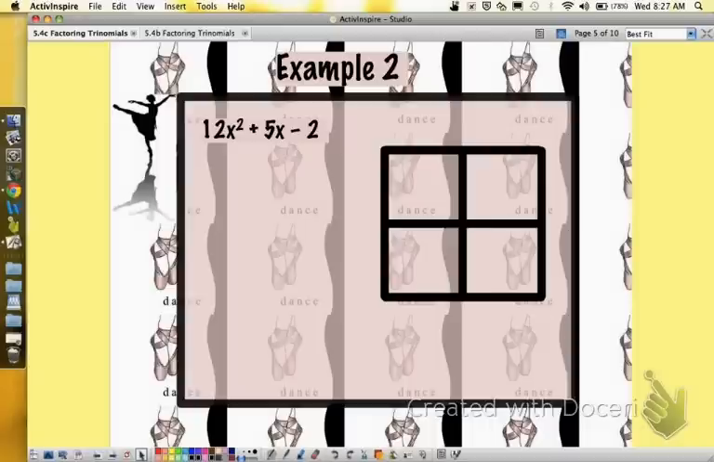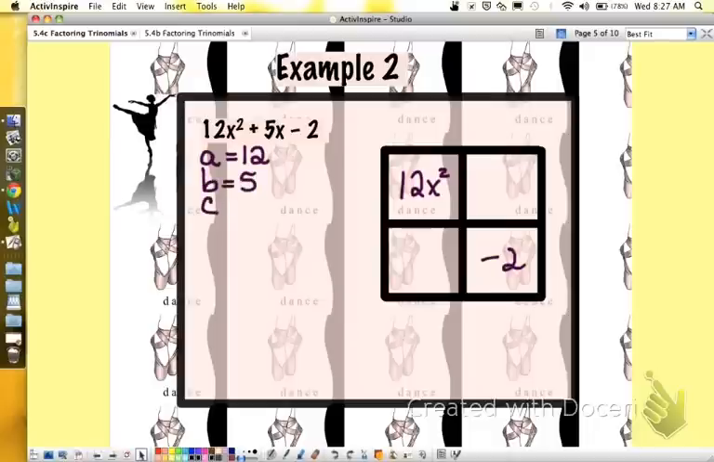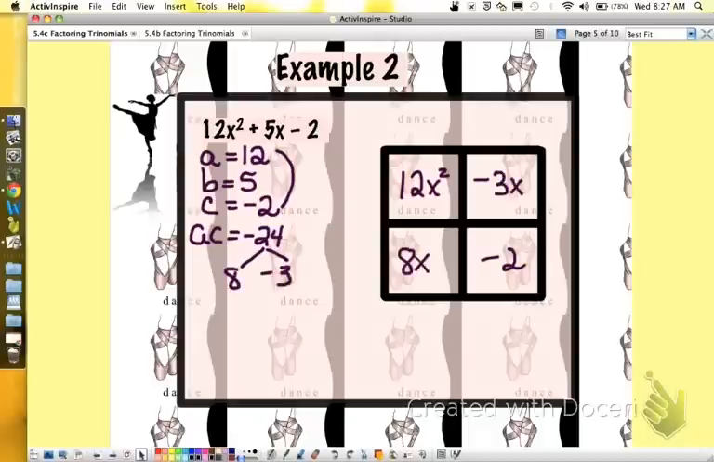Let's take a look at several more examples. In the second example, obviously, this is a candidate for the box method because the leading coefficient is 12. So we're going to put the 12x squared and the negative 2 in the corresponding boxes. Next, I'm going to list the ABCs, take the product of A times C, and then look for factors of negative 24 that will add up to 5. They are 8 and negative 3.